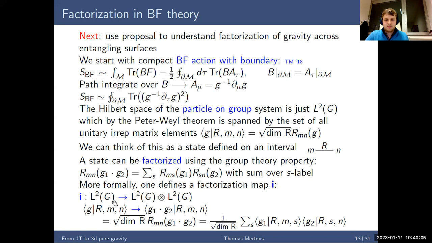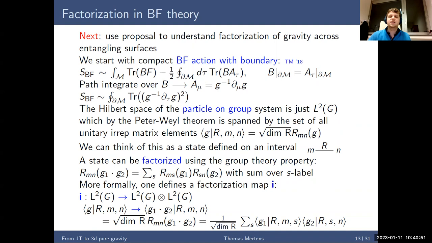So we take one of these representation matrix elements and we map it to another representation matrix element, but evaluated on the product of two group elements, G1 and G2. So explicitly, it's something like that. And then we just use this property to decompose this into a sum of products of separate representation matrix elements. So geometrically, this corresponds to starting out with this interval with endpoint labels M and N, and just splitting it somewhere in the middle, where we introduce a new dummy label that we call S here, and we're summing over this S label in order to match it to the original state. So this is how one can factorize states in the BF model.